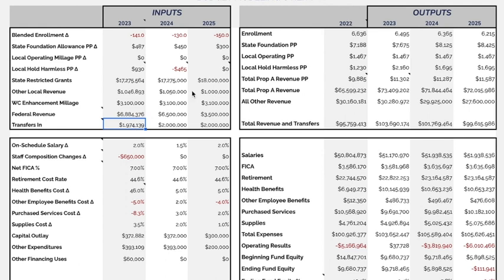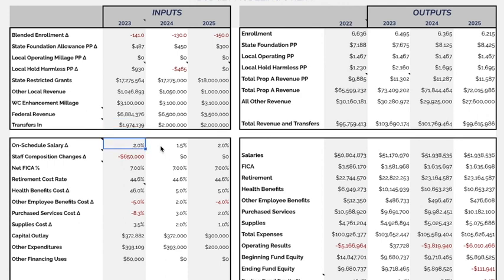Then we have some transfers in. This is money that comes into the general fund from the special education fund, which basically is a cross charge internal to the district as the special education services need to keep the general fund whole for what it consumes out of the budget. We had a 2% on schedule salary increase.